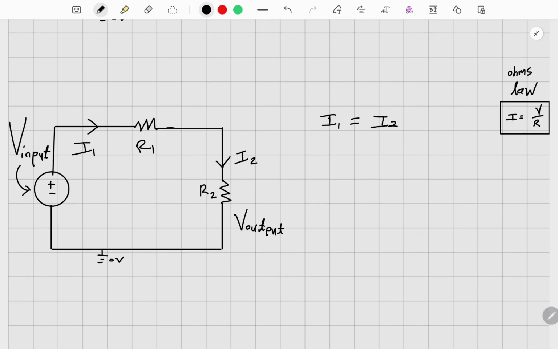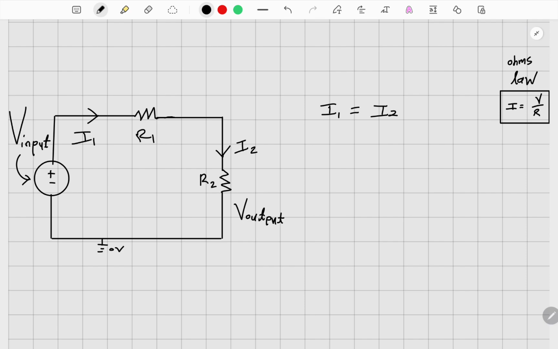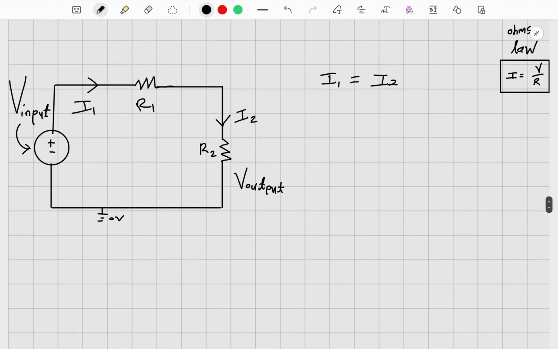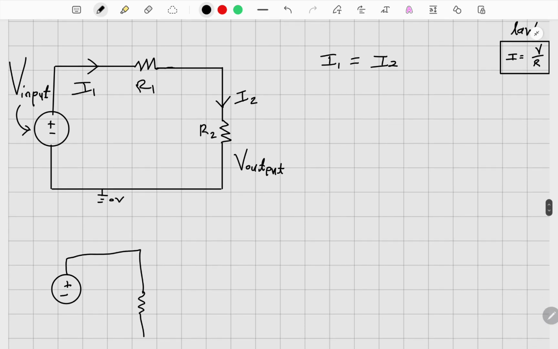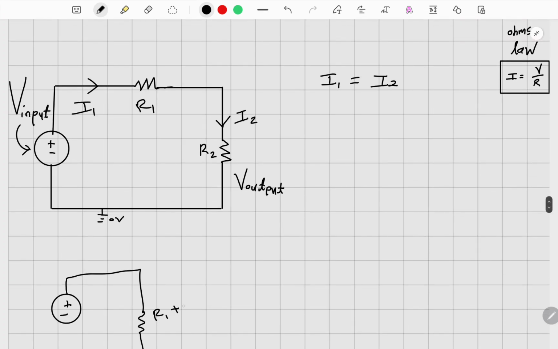And how can I represent these currents as voltages? Well, I can represent it using Ohm's law, which is right over here. I is equal to V over R. And if I want to represent I1 as voltage divided by resistors, then I'm going to have to add these two resistors. When you add resistors in series, you don't do anything fancy, you simply just add them. So R1 plus R2 and V input, and we have our I1 going in.